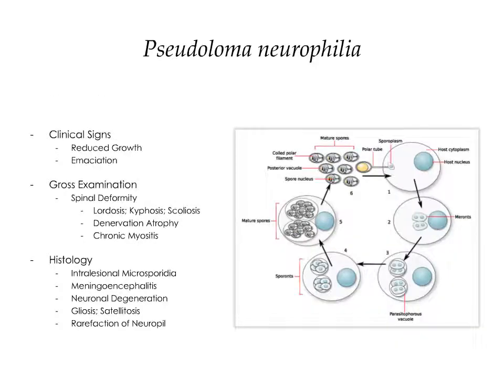Clinical signs associated with infection include reduced growth and emaciation. On gross examination, the most common lesion is a spinal deformity, including lordosis, kyphosis, and/or scoliosis. This is the result of denervation atrophy and chronic myositis. Histologically, there are large numbers of intralesional microsporidia. Associated lesions include meningoencephalitis, neuronal degeneration, gliosis, satellitosis, and rarefaction of the neuropil.